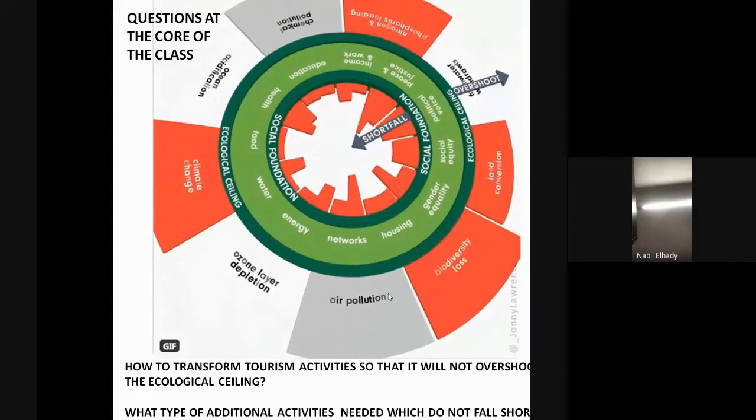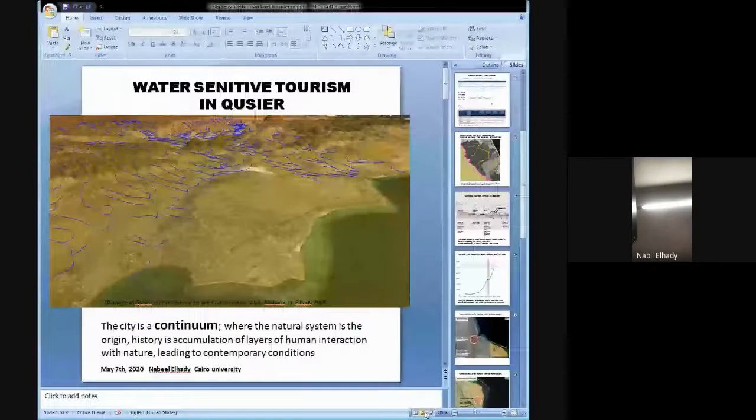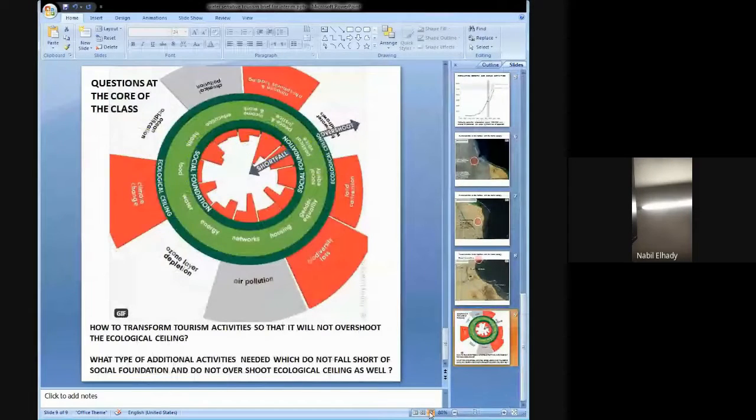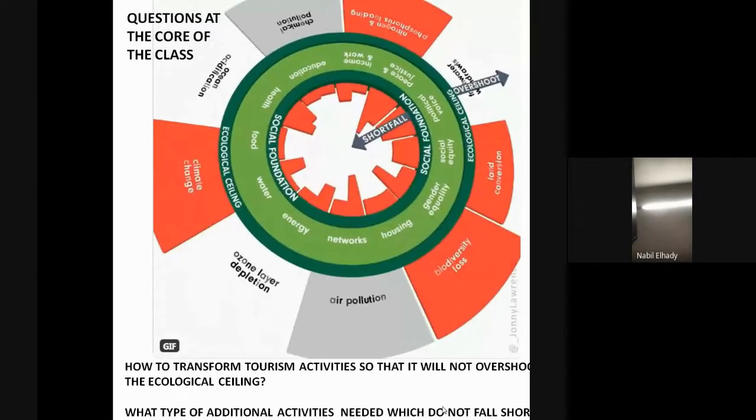The other one has to do with this: if we are now in danger of a significant impact by the tourism industry on the marine ecology, then if we are to add more activities in this area, what type of activities would keep the population within this green zone, providing the basic necessities for people without lacking some necessities, and also not infringing on the ecological ceiling.